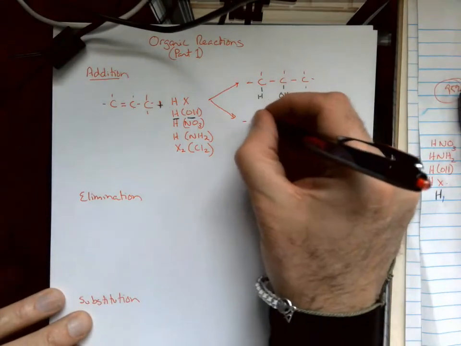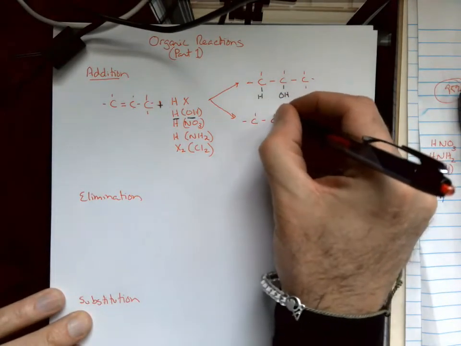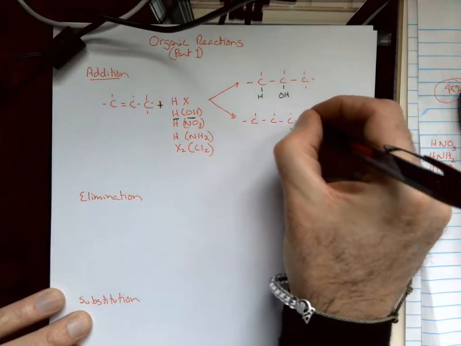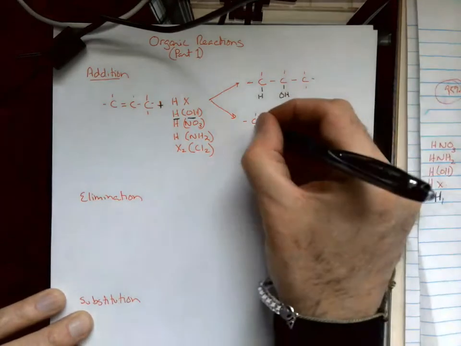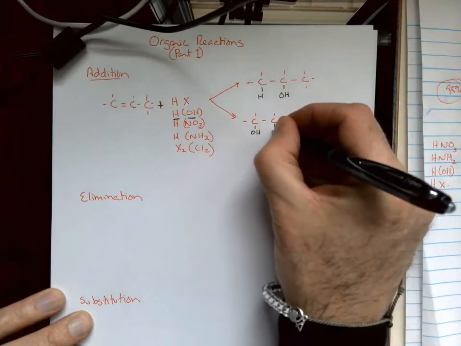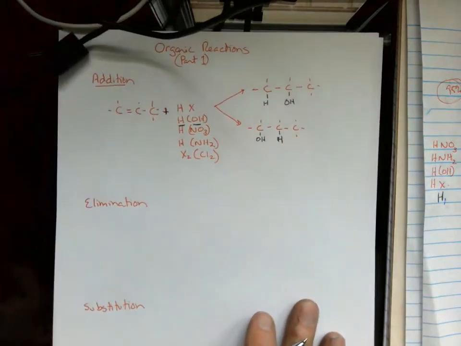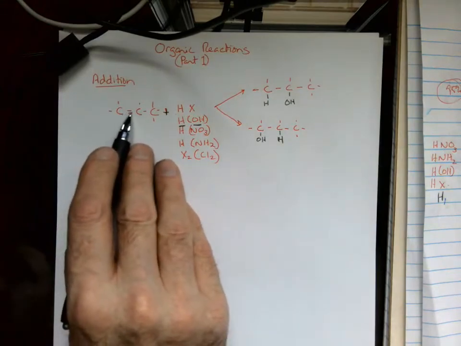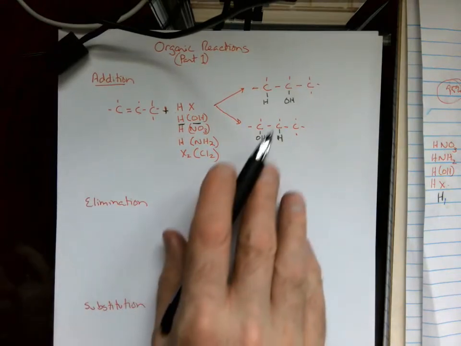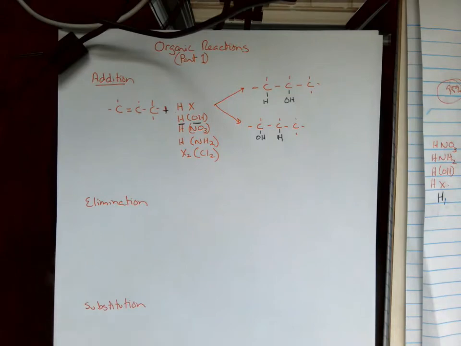So let's do the opposite now. All we're doing is adding the OH to the other carbon and the H to this carbon. So you know when you're going to have an addition reaction because you'll have a double bond in a carbon chain. And then you add the materials in.